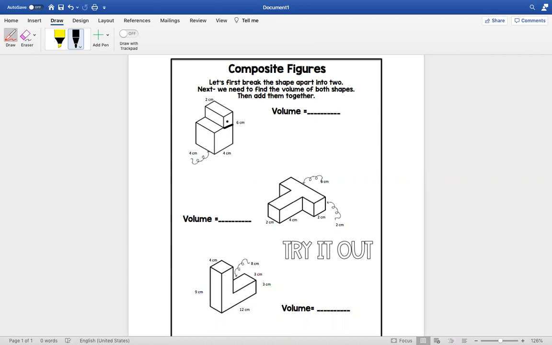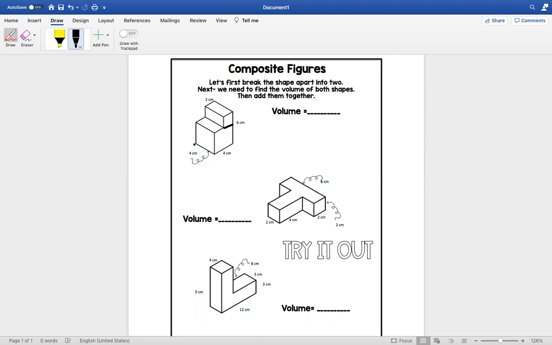Because we know that length times width times height will give us the volume of a rectangular prism or a cube. And so we're going to split shapes into shapes that we already know. What that means is that we have to know the length, width, and height of each of these shapes. This rectangular prism on top, we know, has a width of 2 centimeters, and it doesn't have any other measurements.